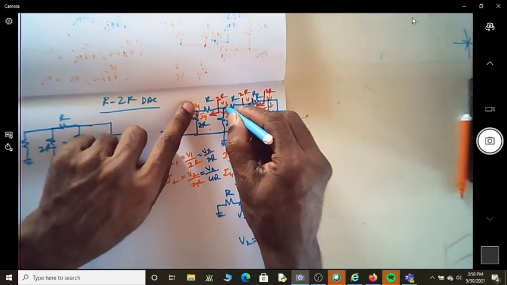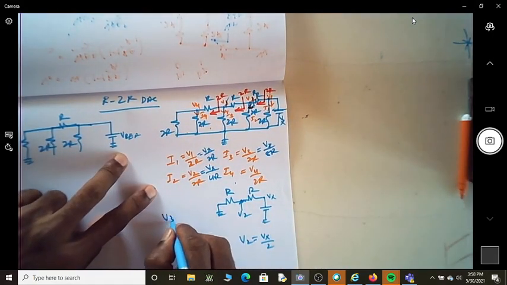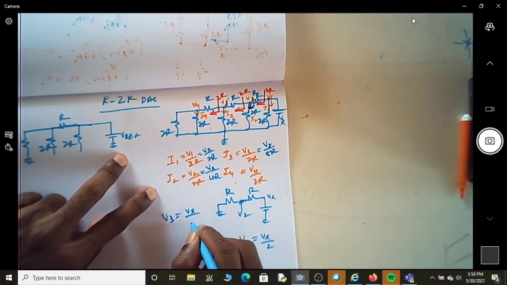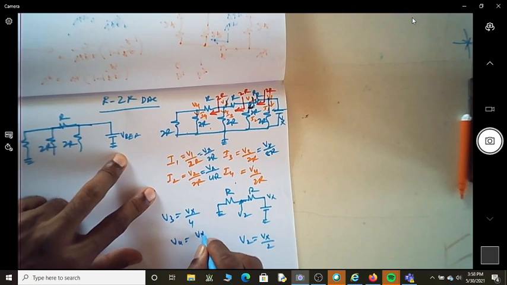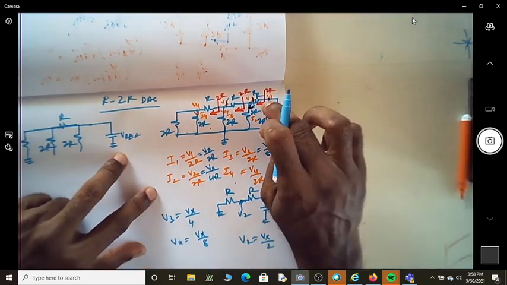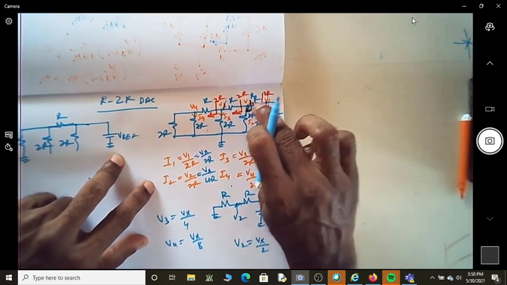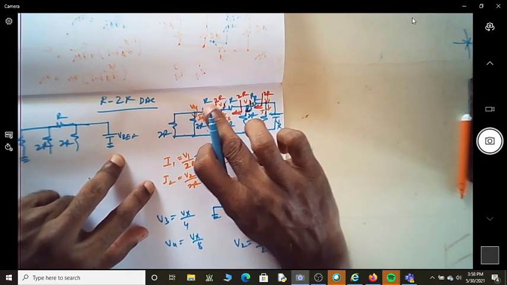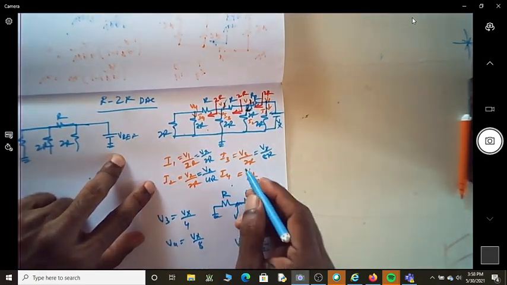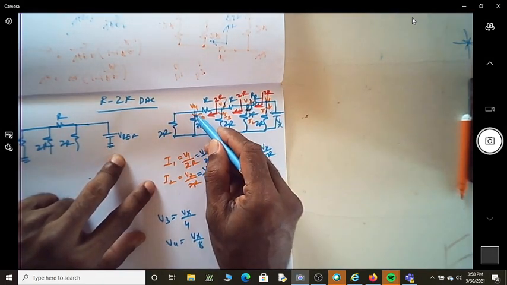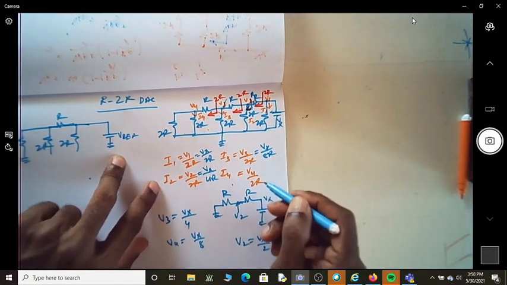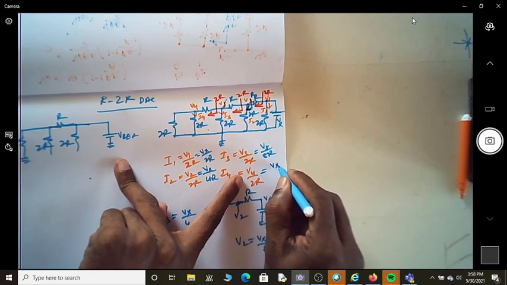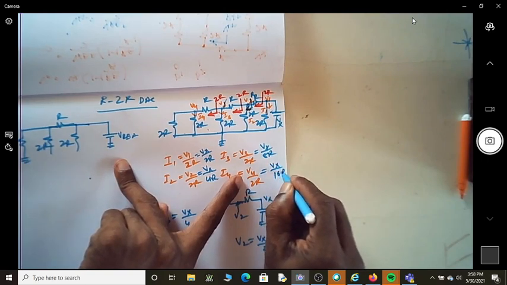Because the voltage at V3 will become Vx by 4, and voltage at V4 will become Vx by 8, on the same lines. Here it is Vx by 2, Vx by 4, Vx by 8. So the effective current that is flowing through each of the resistors is Vx by 2R, Vx by 4R, Vx by 8R, and finally here it is Vx by 16R.